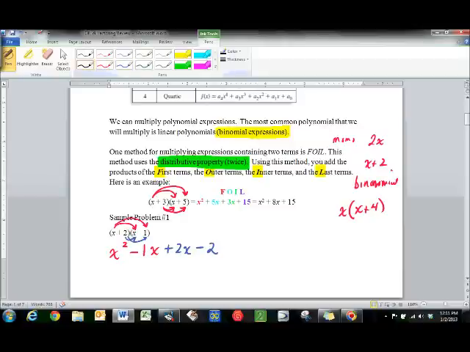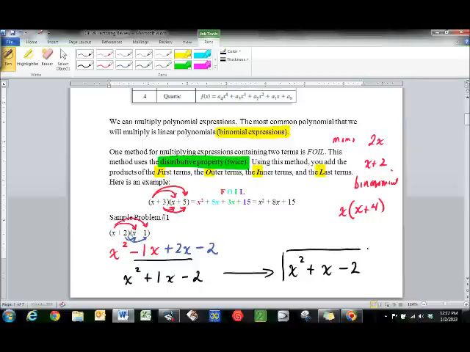Now, once I've distributed both parts and completed the FOIL process, it's important that I combine like terms. Now, understand that x squared and x are not the same terms, so you cannot combine those. The only terms that we can combine here are negative 1x and a positive x. So when we do that, that gives us x squared plus 1x minus 2, which is more appropriately written as x squared plus x minus 2. And that is my final answer.